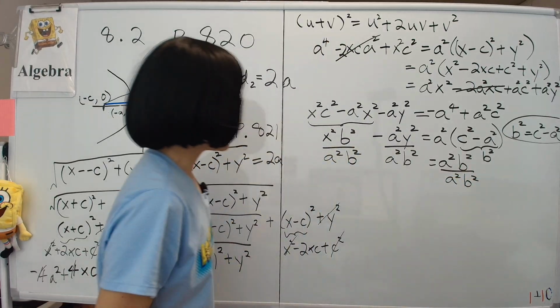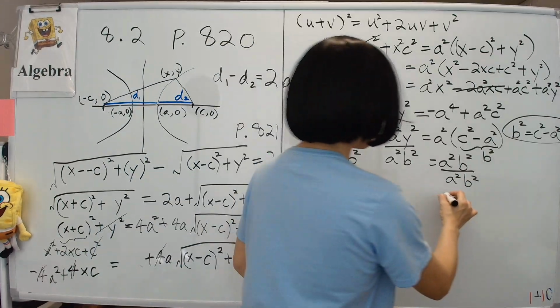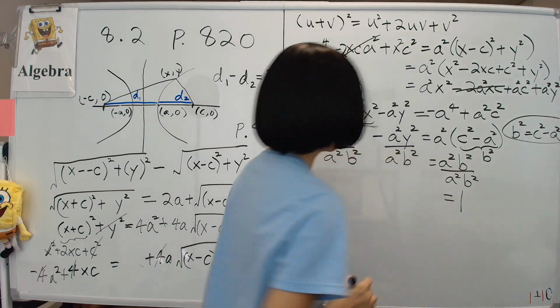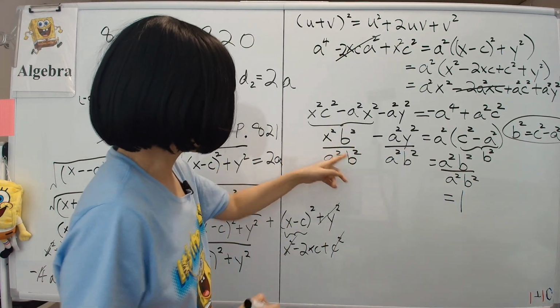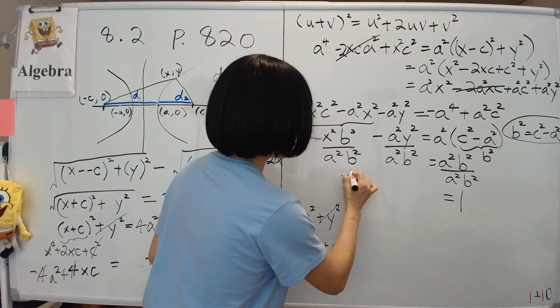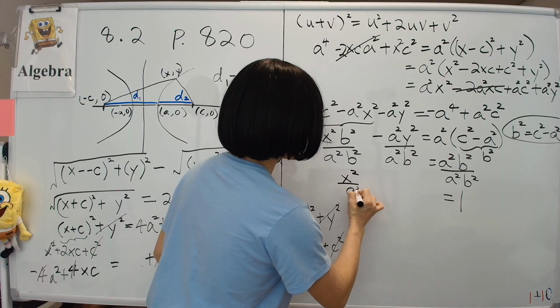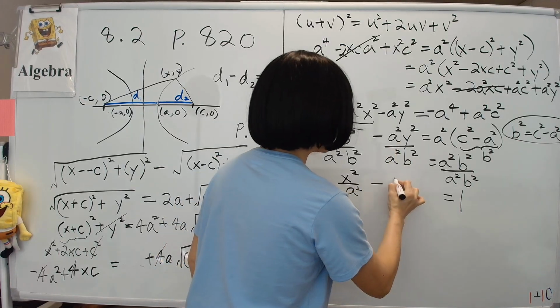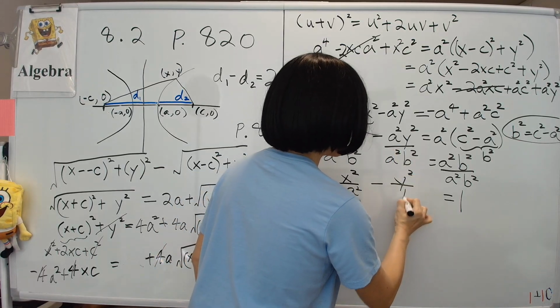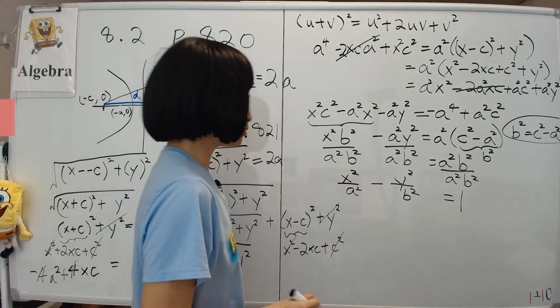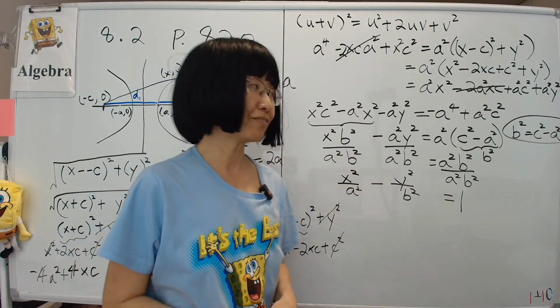And once we do that, then that part equals 1. That's what we're driving for. And in this part, the b squared cancels out, and we have x squared divided by a squared minus y squared divided by b squared, and that equals 1. And that is the equation of the hyperbola.